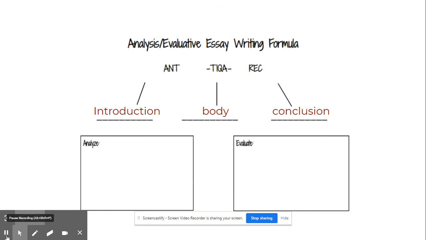Whenever we write either to analyze and evaluate, so we're still focusing on argumentative writing, we're going to be focusing on analyzing an argument, and we're going to start by learning how to do that with an introduction.